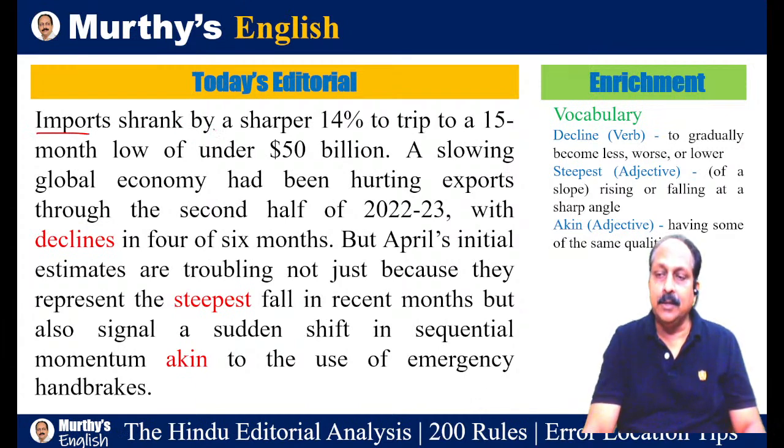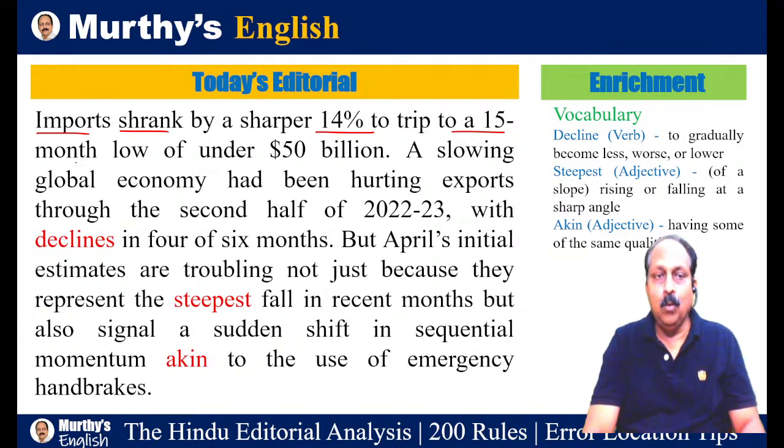One is exports, the other is imports. So coming to imports, again, it has to substantiate based on something negative. Here there is a verb, shrink, shrank, shrunk. You have to know all the three forms. Imports shrank by a sharper 14% to trip to a 15-month low.